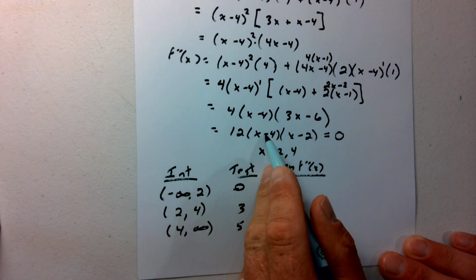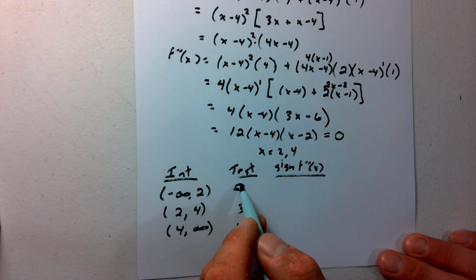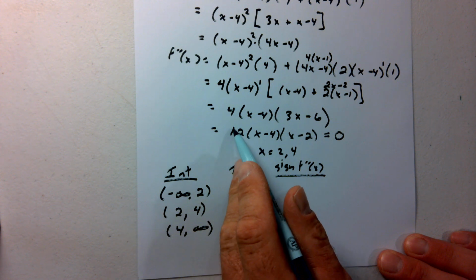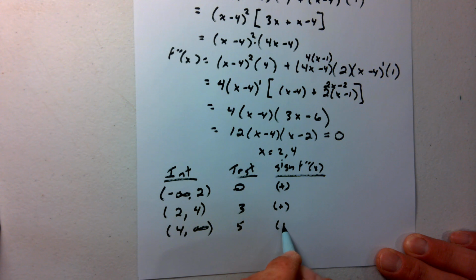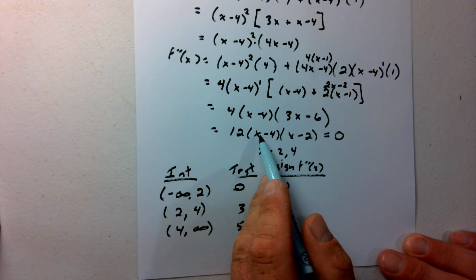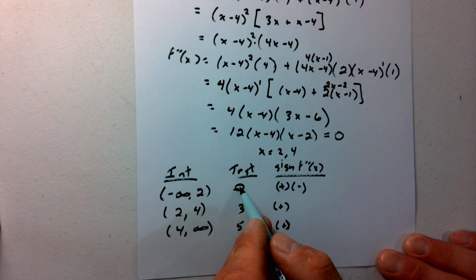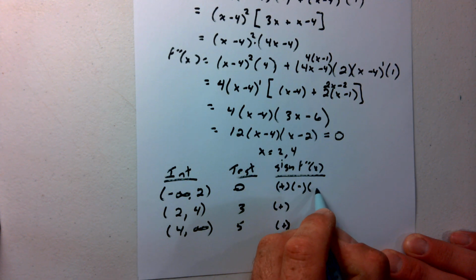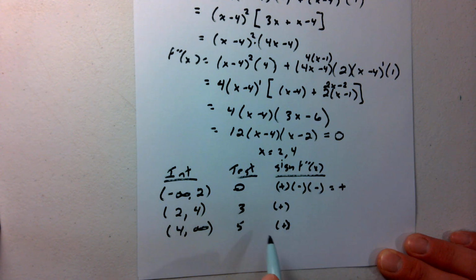I'm going to plug 0 in. Again, I'm looking at only the sign of it. Is it positive? Is it negative? Well, if I think about 0, that 12 is always going to be positive, isn't it? So again, I can go ahead and fill that in, positive. If I plug in 0 here, 0 minus 4, that's going to give me a negative. If I plug in 0 here, 0 minus 6, that's going to give me a negative as well. So that gives me an overall positive value.